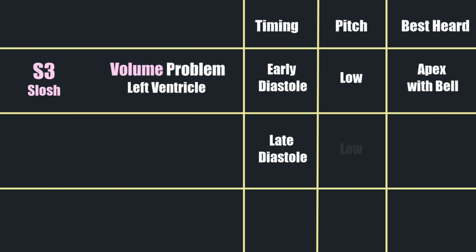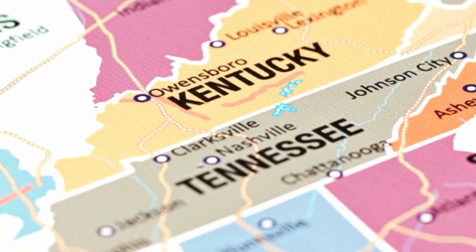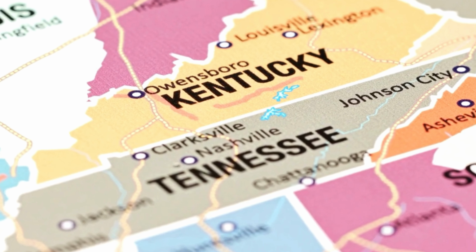And the pitch is still low. Yeah, still low. So you can hear that it's very similar to S3 in terms of the actual pitch of the sound. And so just like S3, it will be best heard with the bell and at the apex. And this sound is of course S4. And some people say that S4 sounds a lot like the word Tennessee. Again, let's see if we agree with this.